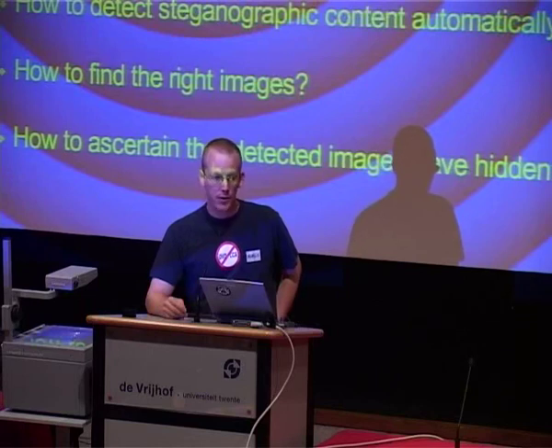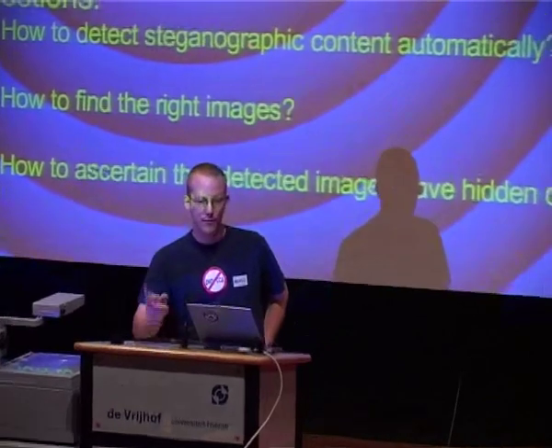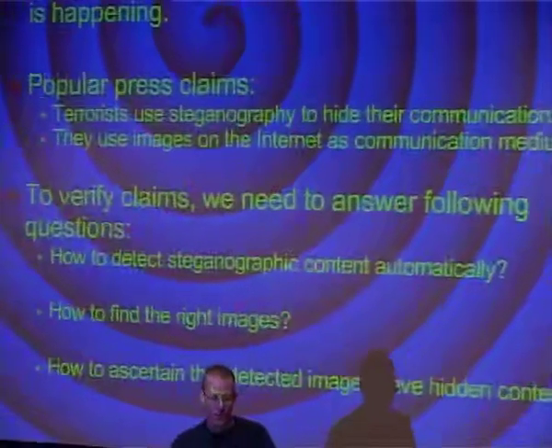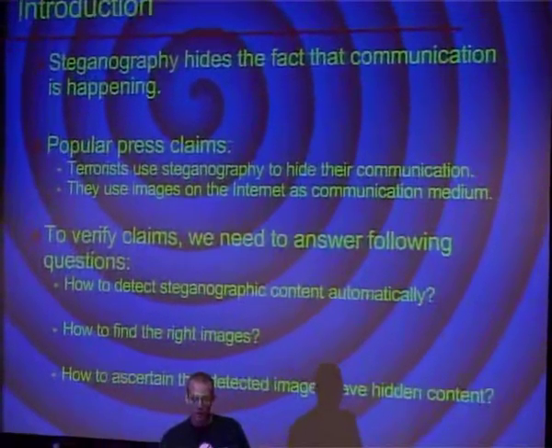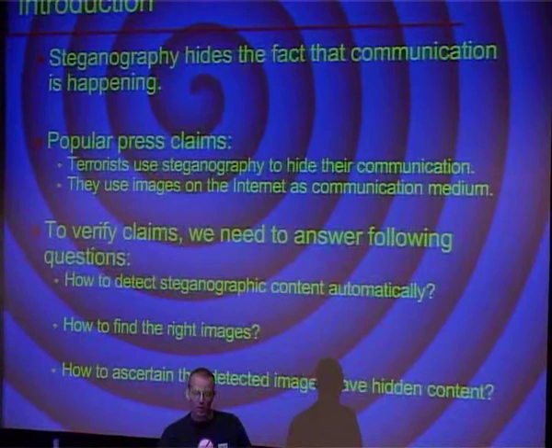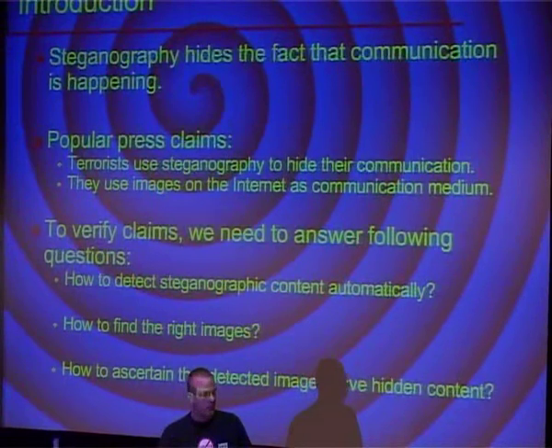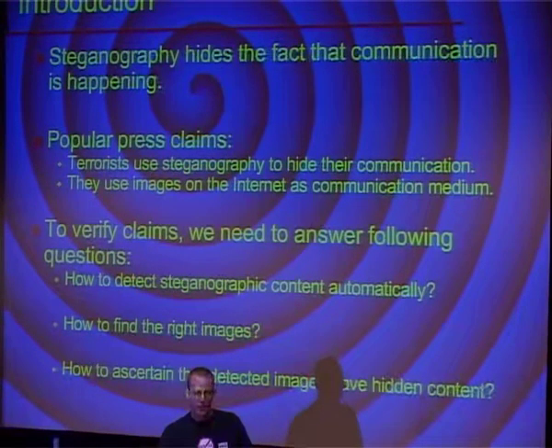So in February this year, there was an article in USA Today talking about evil terrorists, they named Osama bin Laden, using steganography to secretly communicate with their evil friends in the States to organize some plots. We don't really know what that might be. But they said that they use images on the internet as communication media. And this article was fairly vague. Not much of the information was substantiated in any way.